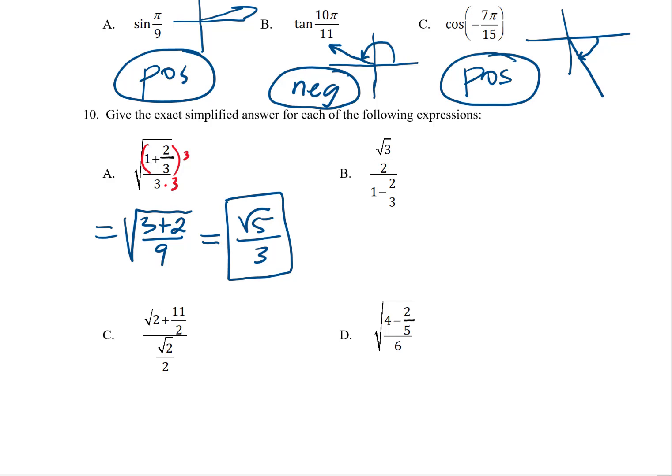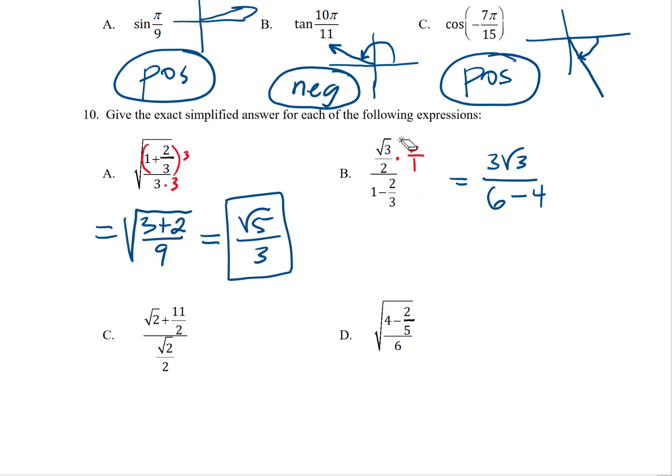In letter B, I also see a complex fraction. The LCD of the little fractions would be 6. 2 and 3 both go into 6. So I'll multiply the top by 6 and the bottom by 6. I'll have to distribute on the bottom. What will I get? On the top, 2 goes into 6 3 times, so 3 root 3. On the bottom, 1 times 6 is 6. And then in the second multiplication, 3 goes into 6 twice, times 2 would be 4.